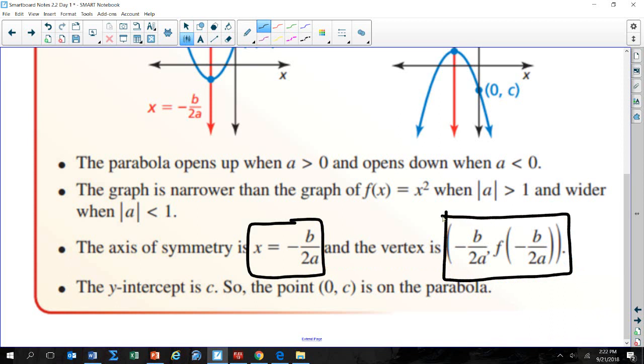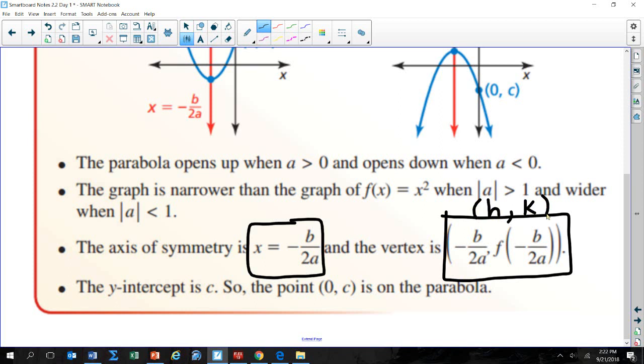Now, I am someone that hates it when a teacher just gives me a rule and they're like, okay, use it. I'm like, where did that rule come from? Did you pull it out of a hat? Like, where is that rule coming from? So I'm going to show you how this rule for the vertex is derived. Remember, with vertex form, normally my vertex is h comma k.